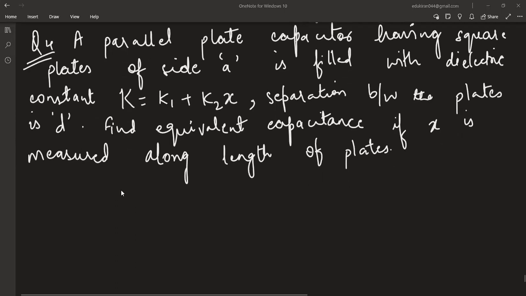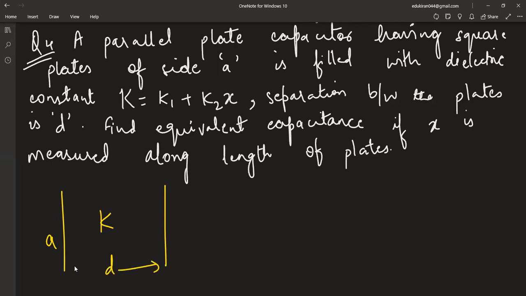A parallel plate capacitor having square plate of side A. So parallel plate capacitor is there. This is a square, side is A. This is filled with dielectric constant K. Separation between the plates is D. You have to find equivalent capacitance if X is measured along the length of capacitance.